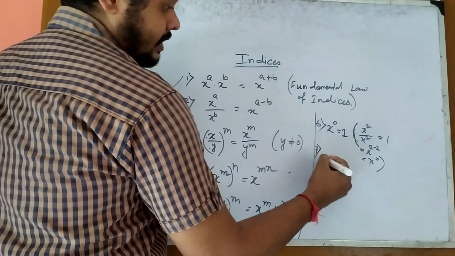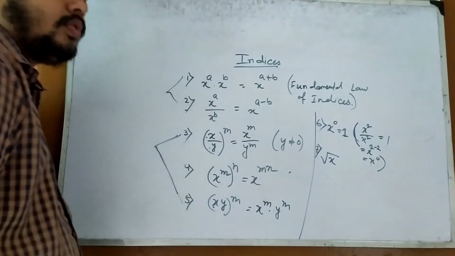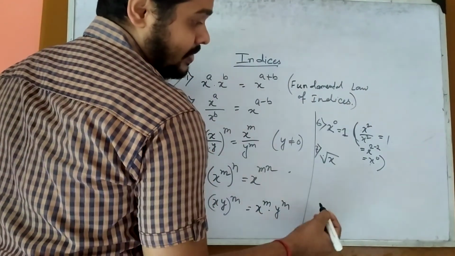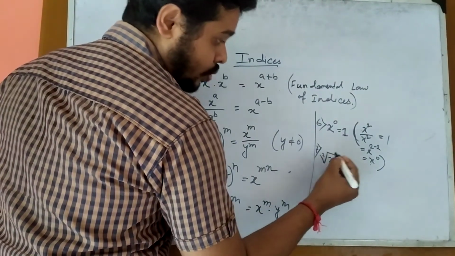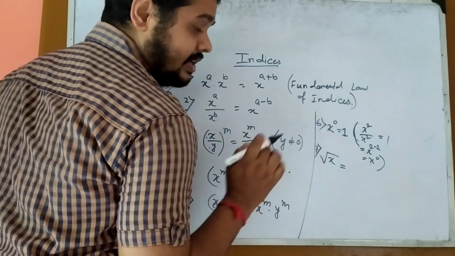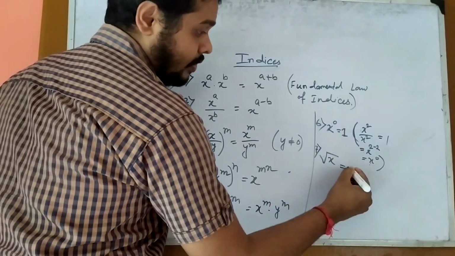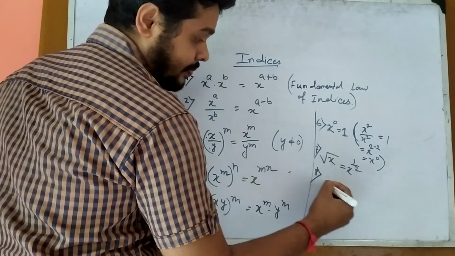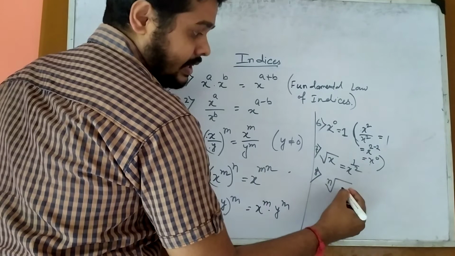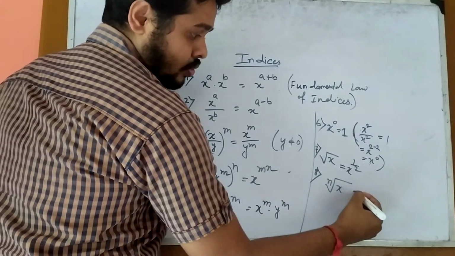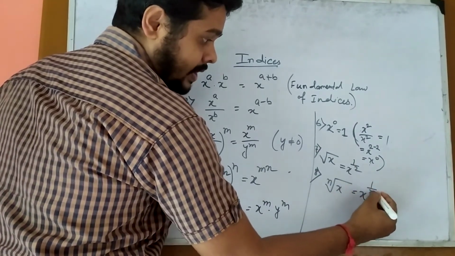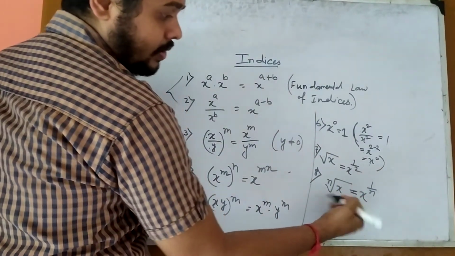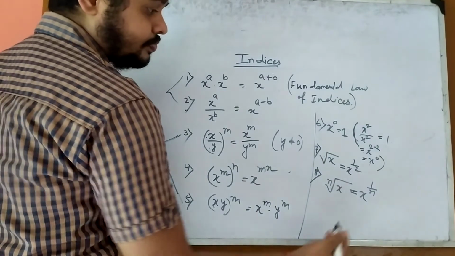Now number 7, root x. What is the value of root x? Nothing is there in the root symbol. That implies there is a 2 in hidden form. Nothing is there means there is a 2 in the hidden form. So we can write x to the power half. In the same way, suppose there is n and it is x, so we can write x to the power 1 by n. Okay. In the same way, the reciprocal is also true.